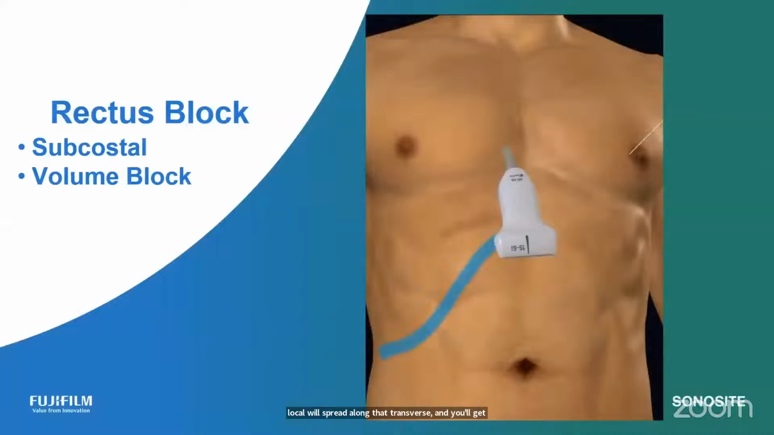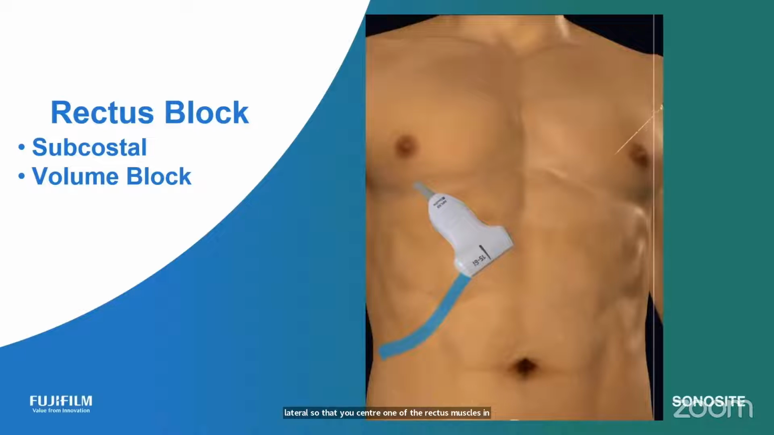So again, subcostal block, it's also a volume block. Anytime we talk about fascial planes, usually it's a volume type block, better coverage with higher volume. And you can start your exam midline and then move lateral. So you'll see linea alba, you'll see both recti, and just move lateral so that you center one of the rectus muscles in your ultrasound image.